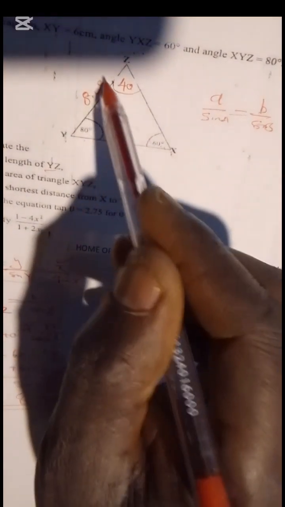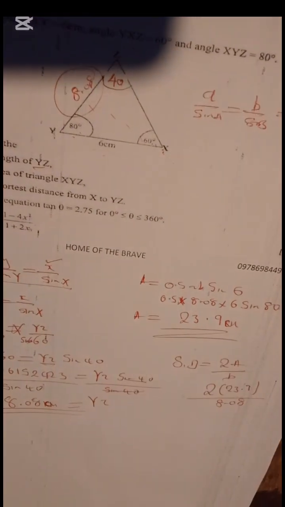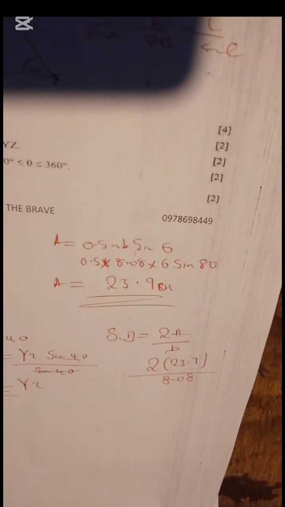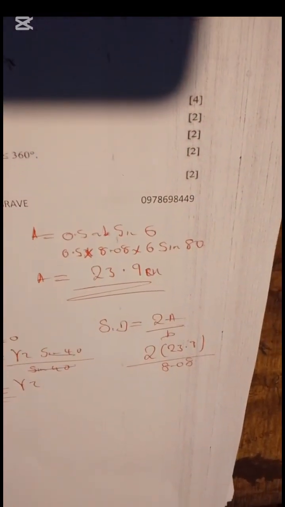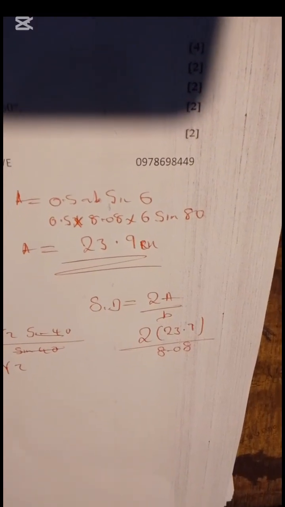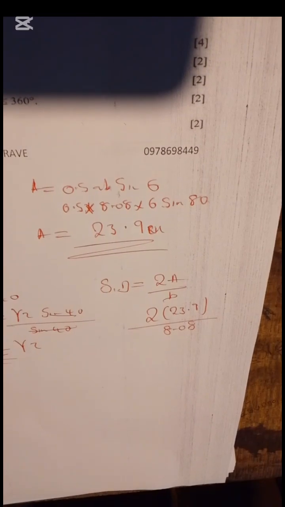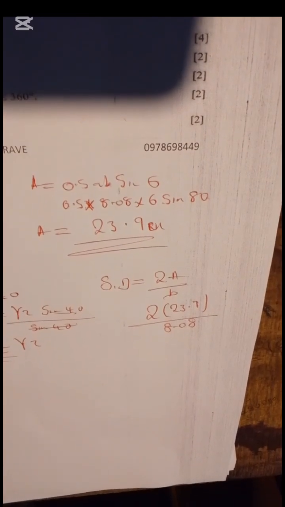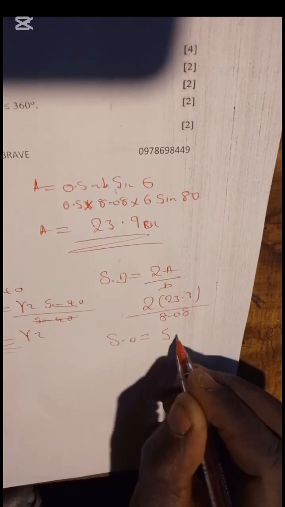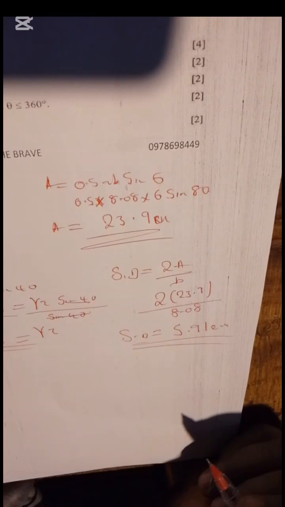So it will be 23.9 as per rounded off, times 2, then divided by 8.08. So our answer is shortest distance equals 5.91 centimeters. At that point you are done.